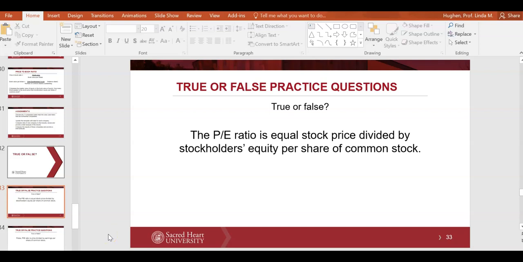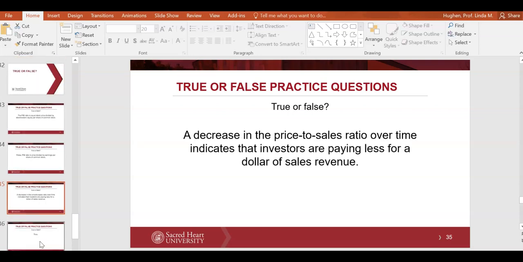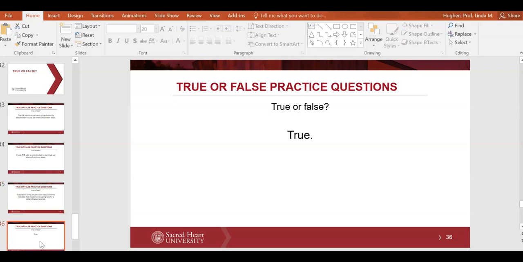True or false, the PE ratio is equal to stock price divided by stockholders' equity per share of common stock. Of course, that's false. PE ratio is price divided by earnings per share of common stock. True or false, a decrease in the price to sales ratio over time indicates that investors are paying less for a dollar of sales revenue. That is true. If it goes down, that means that investors are willing to pay less for a price of stock based on sales.